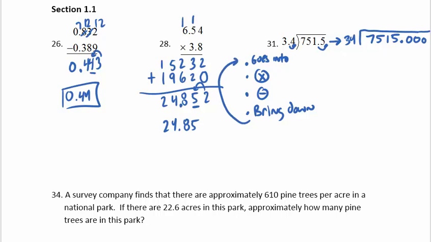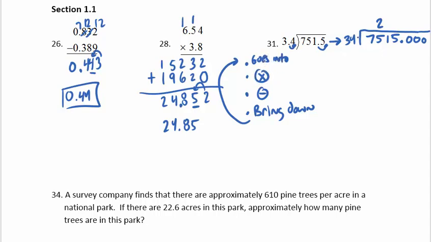So the first thing I would say, well, 34, will that start dividing into 7? No, it won't. So I could put a 0 up here, or I can skip that piece of the division. I'm just going to skip it and say 34 won't start dividing in at 7, but it will start dividing in at 75. And that's going to go in there 2 times. So that's the goes into part right there.